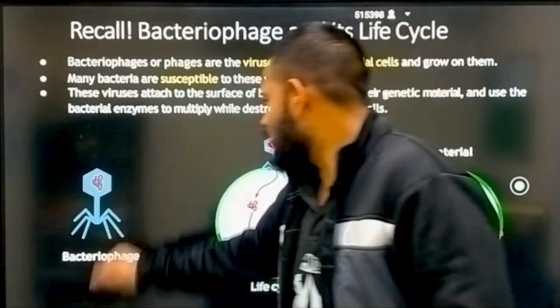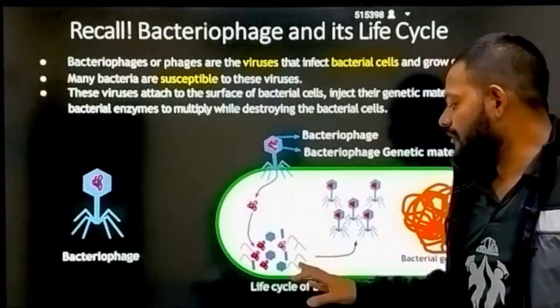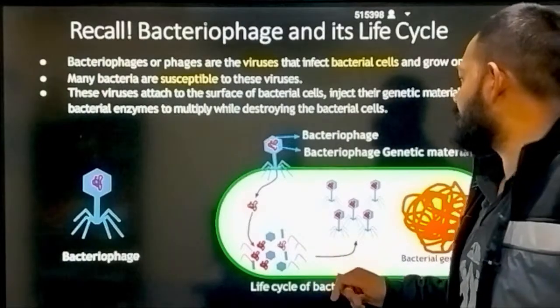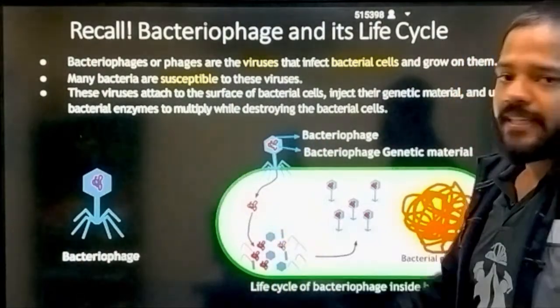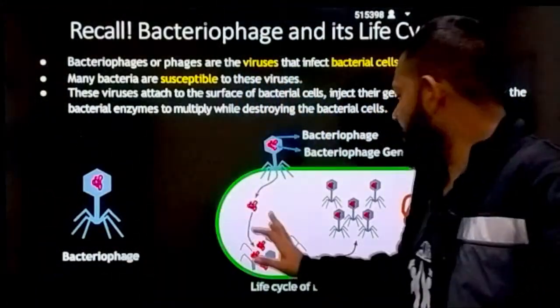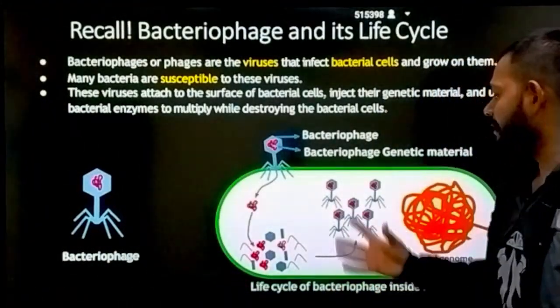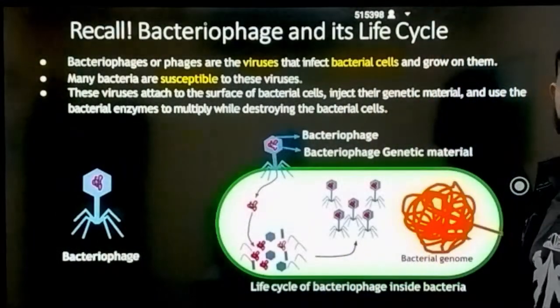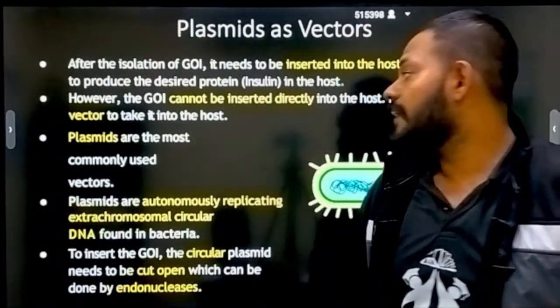So this is your bacteriophage, it contains its genetic material. It attaches to the surface of the bacteria, the cell wall, and injects its genetic material inside. Then it starts transcription and translation, and produces its own copies of its genetic material, and after some time it has millions of copies inside the bacteria. That's how the bacteriophage divides and reproduces inside the body of the bacteria.